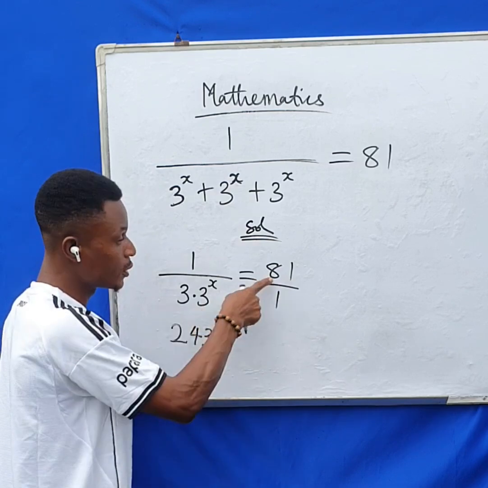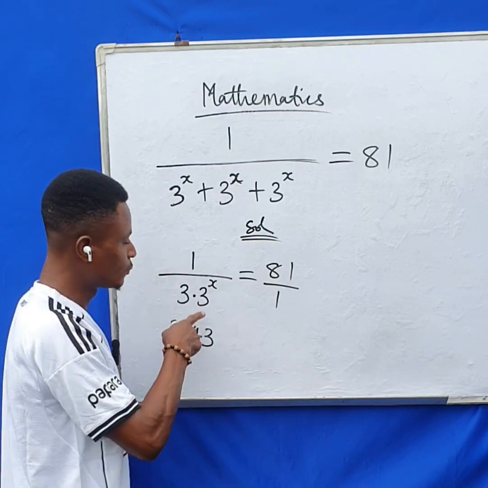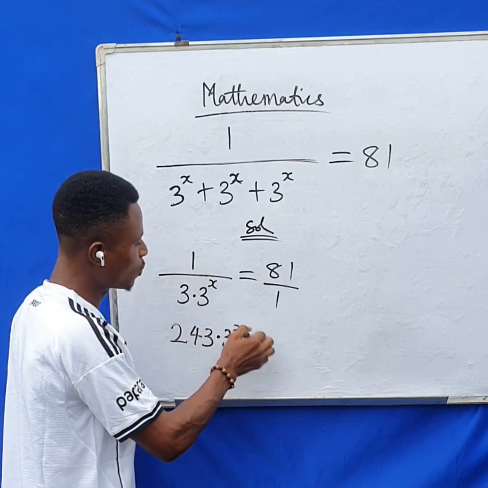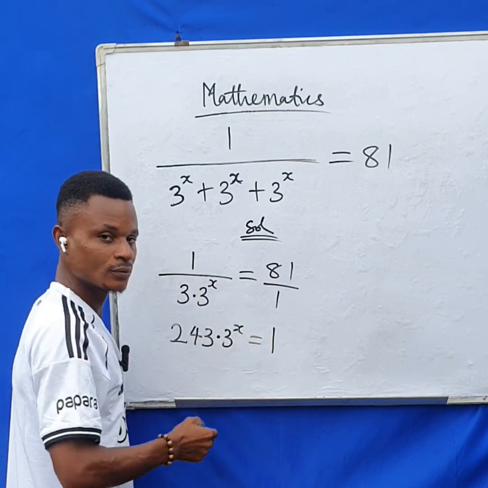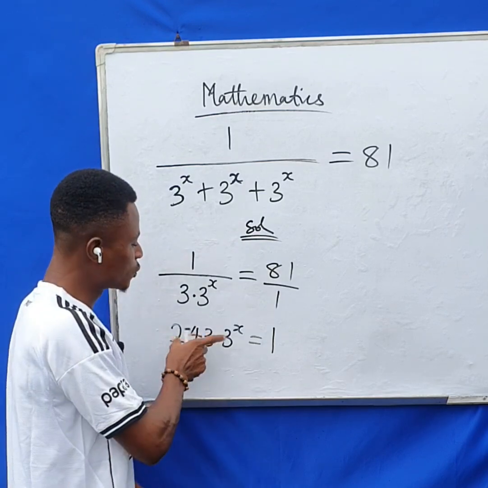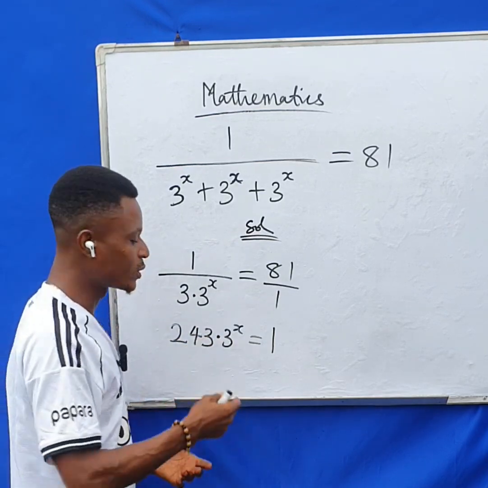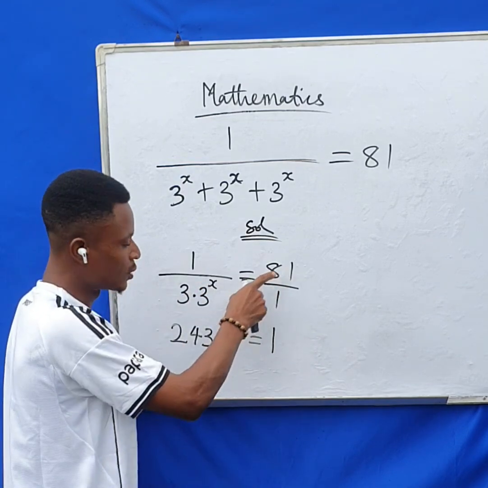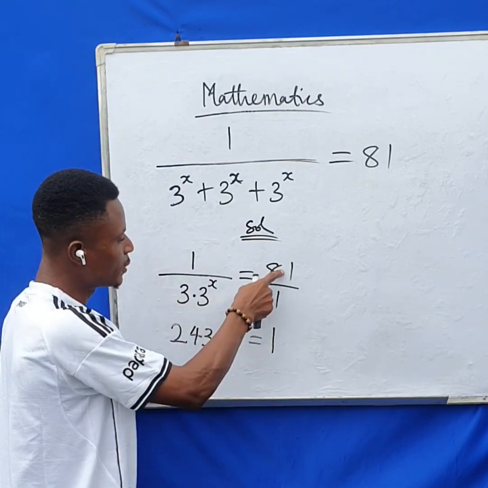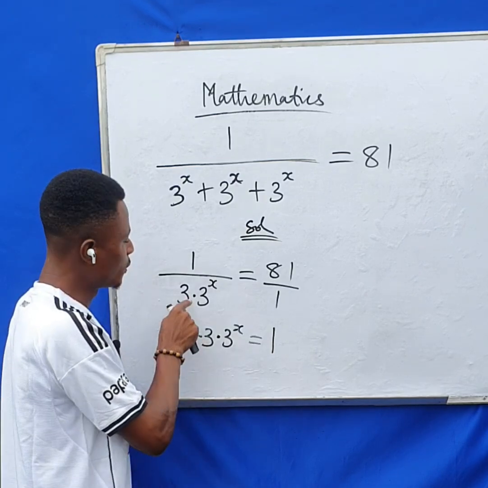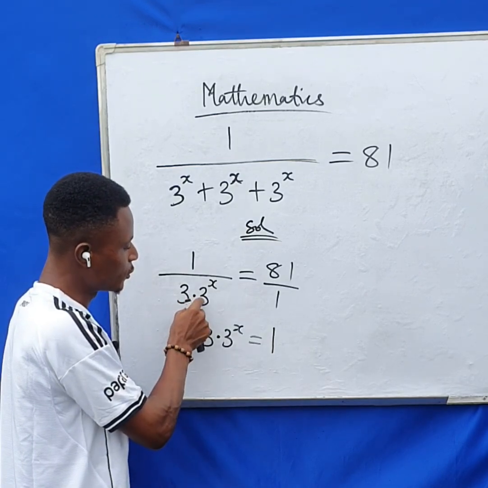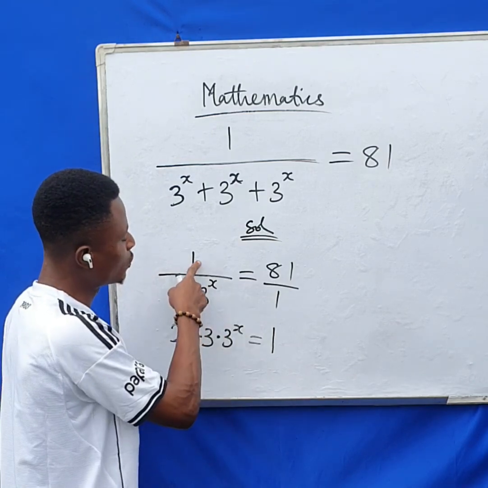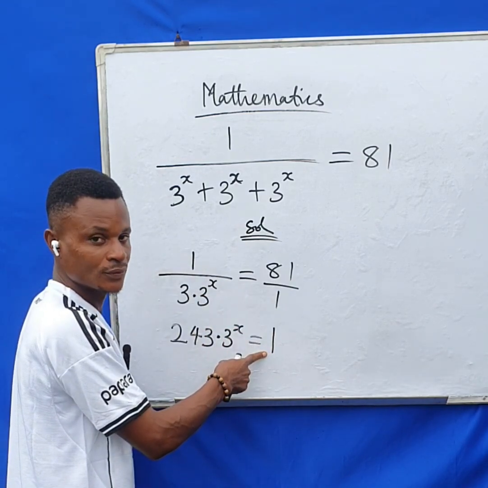243. 3 times 81 actually will give us 243. Then you put times this 3 raised to the power of x equal to 1 times 1, which will give us 1. I know this place is a little bit confusing. Let me re-explain what I did here. We are multiplying this by this. You understand? So this 3 here will multiply this 81 and that will give us this. And then we put this times this 3 raised to the power of x, which is what we have here. Then equal to 1 times 1 will give us 1.